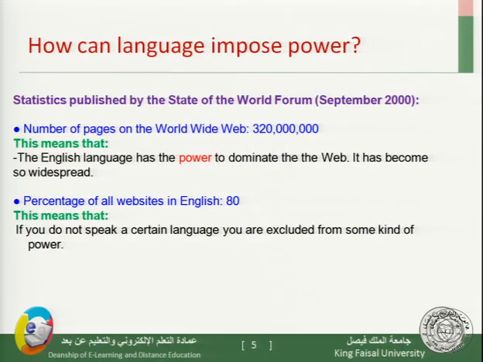Now, how can language impose power? What is the relation of language and power? How can I impose power by using language?